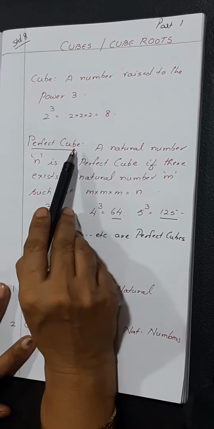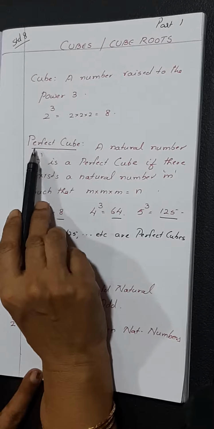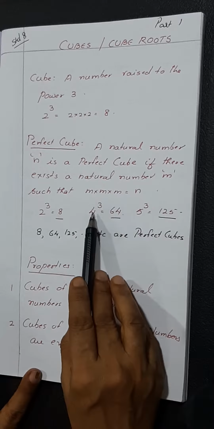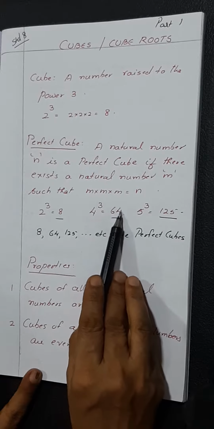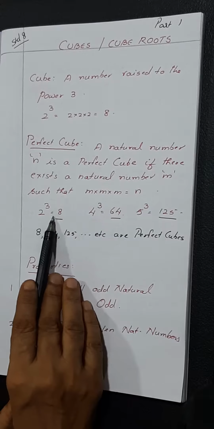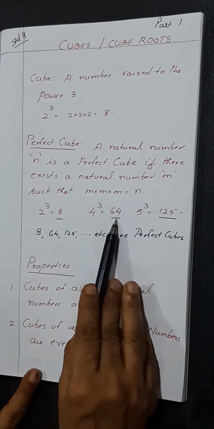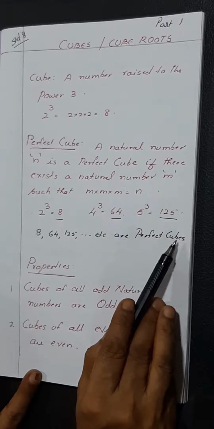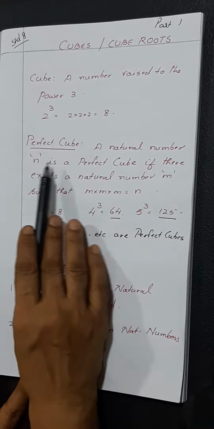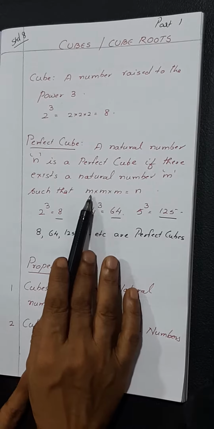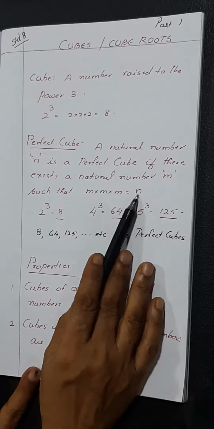We did perfect squares; similarly, we have perfect cubes. Here 2 cube is 8, 4 cube is 4 into 4 into 4, which becomes 64, and 5 cube becomes 125. These numbers, 8, 64, 125 and so on, are called perfect cubes. A natural number n is a perfect cube if there exists a natural number m such that m into m into m is equal to n.